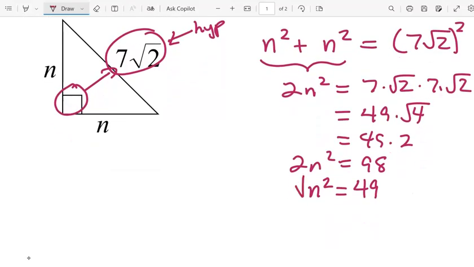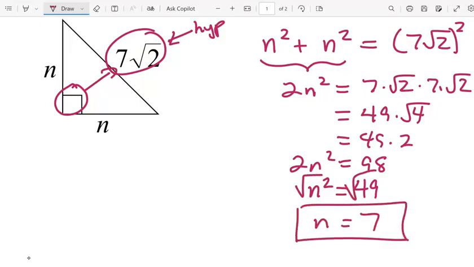And now we can take a square root. We're going to only use that positive solution, even though the quadratic equation will technically have two solutions, because n is the side length of a triangle, so it has to be positive, so n is positive 7.